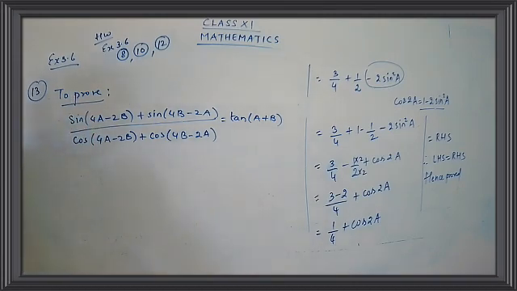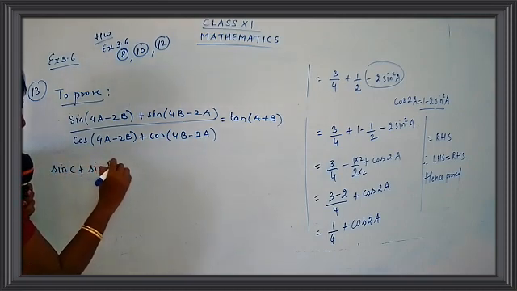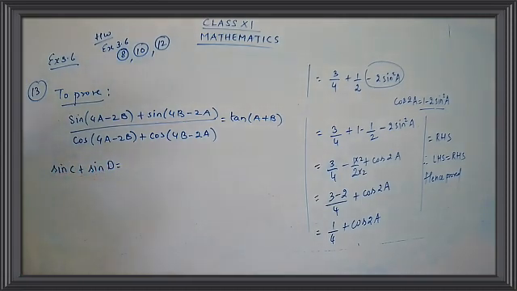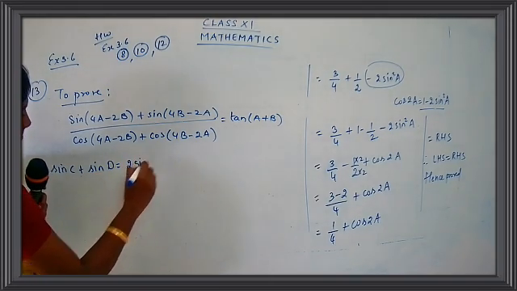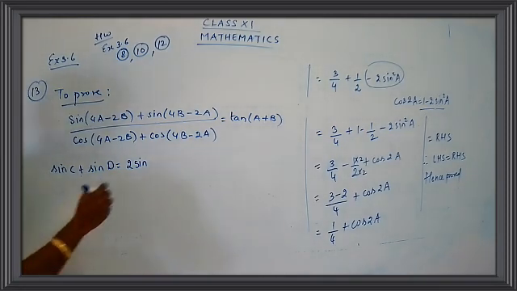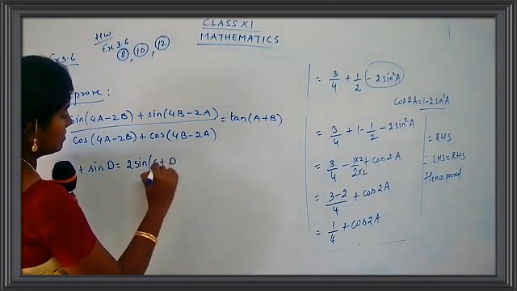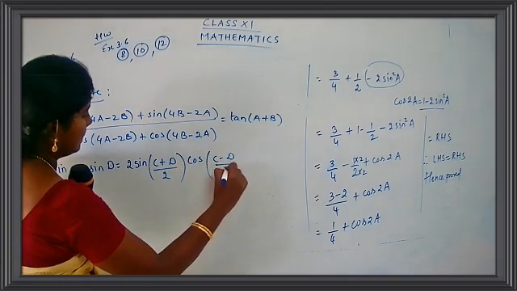So let's write down the formula. So sine c plus sine d. What is the formula, children, for sine c plus sine d? 2 sine c plus d by 2 cos c minus d by 2.